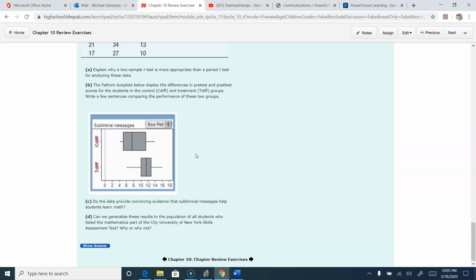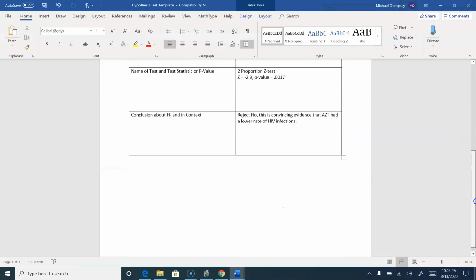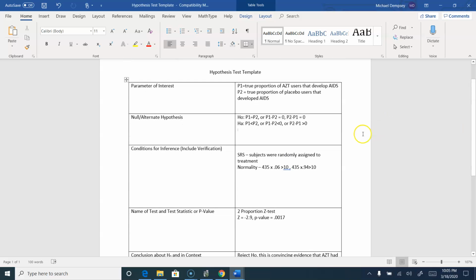Part C, do the data provide convincing evidence that subliminal messages help students learn math? So this is a long one. So we would do a hypothesis test template for that one, right? And our parameters of interest would be two different means. Mu sub 1 would be the true mean difference for the treatment group, and then we have mu 2.